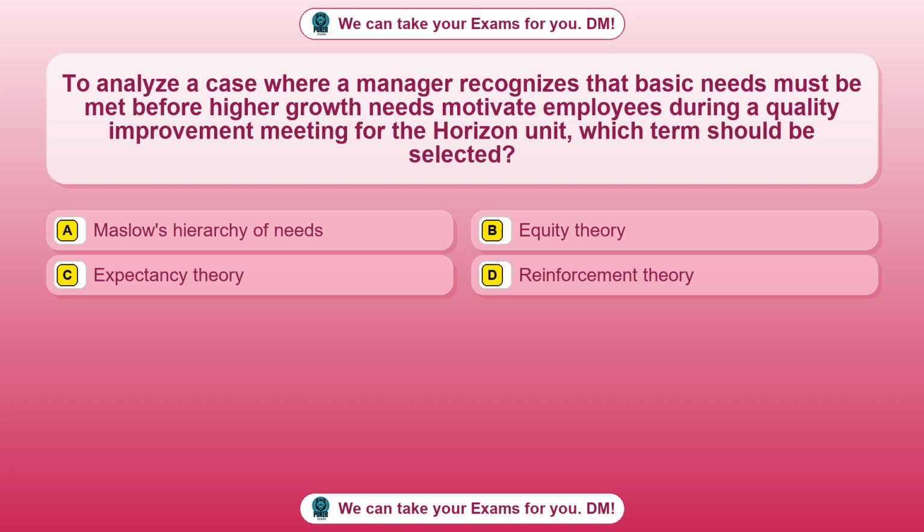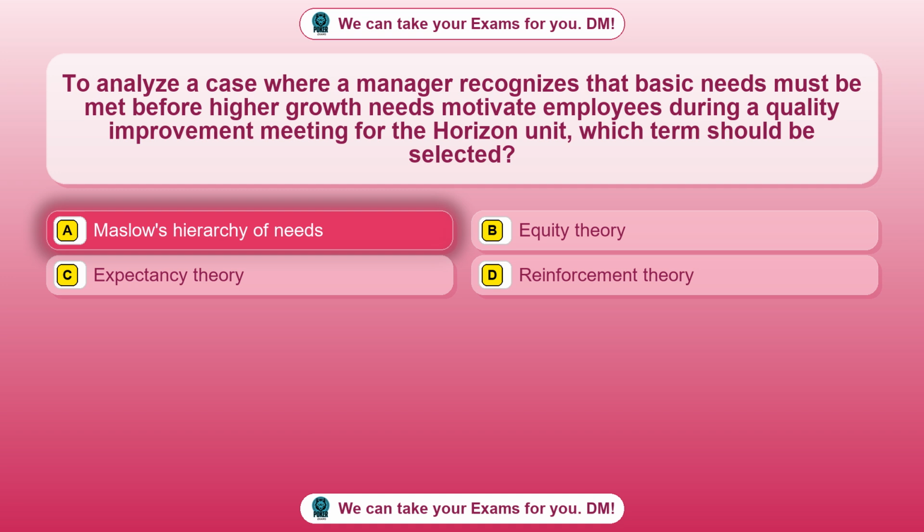Question 63. To analyze a case where a manager recognizes that basic needs must be met before higher growth needs motivate employees during a quality improvement meeting for the Horizon unit, which term should be selected? Option A, Maslow's hierarchy of needs. Option B, equity theory. Option C, expectancy theory. Option D, reinforcement theory. The correct answer is option A, Maslow's hierarchy of needs.